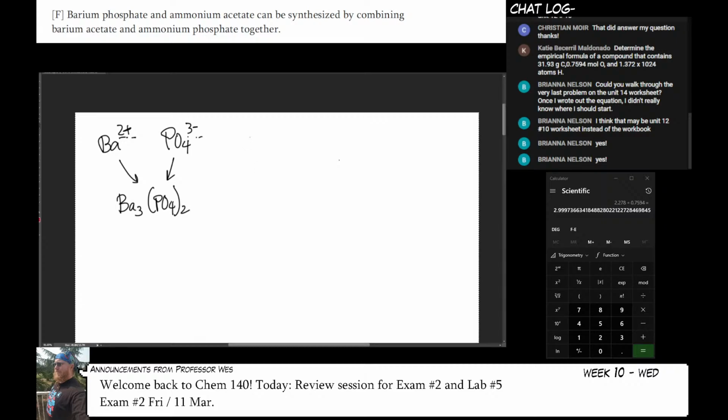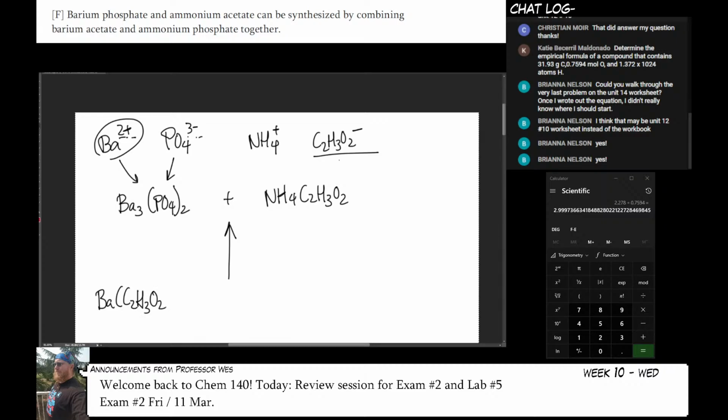And then ammonium acetate. So here's ammonium. And then acetate. And that's easy to just put together. Can be synthesized, so what that means is these are the products. By combining barium acetate. So here's barium acetate. And what are we mixing together? Ammonium phosphate. So the other 2 things here.